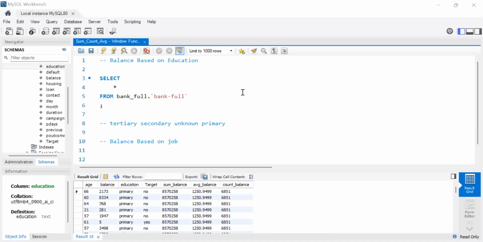Hi guys, and welcome to today's video. We're going to be covering window functions, specifically using sum, count, and average.